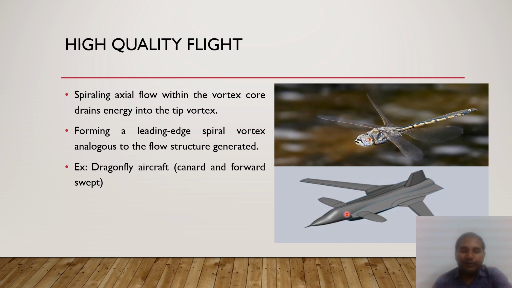This is a 3D design of a Dragonfly aircraft, and it has a canard wing at the front and a forward swept wing at the aft. It is a mixture of the Grumman X-29 and the Supermarine Spitfire, and this combination showed good results in terms of maintaining stability.